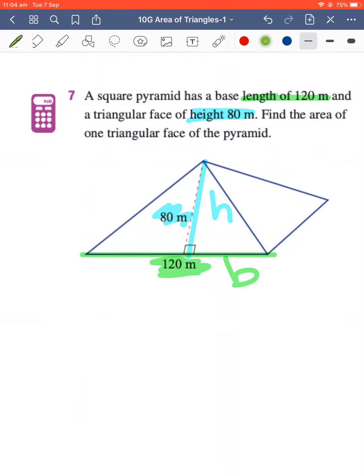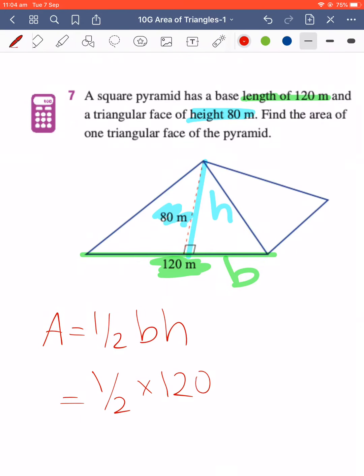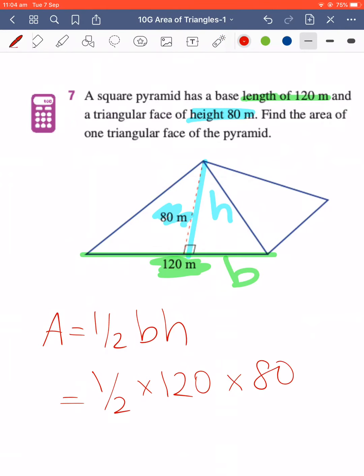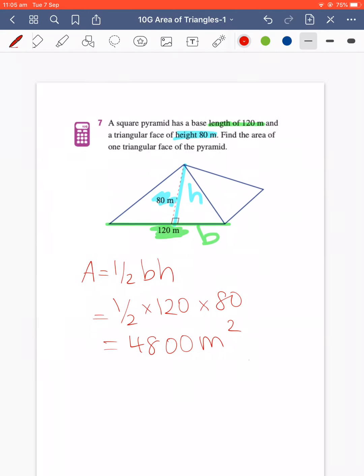So, same as we've done before, let's put in our formula: half times base times height. Let's substitute in. Half multiplied by my base, which is 120, and then multiplied by my height, which is 80. Once I put that into a calculator, half times 120 times 80 gives me my answer of 4,800 meters squared. And you are done.